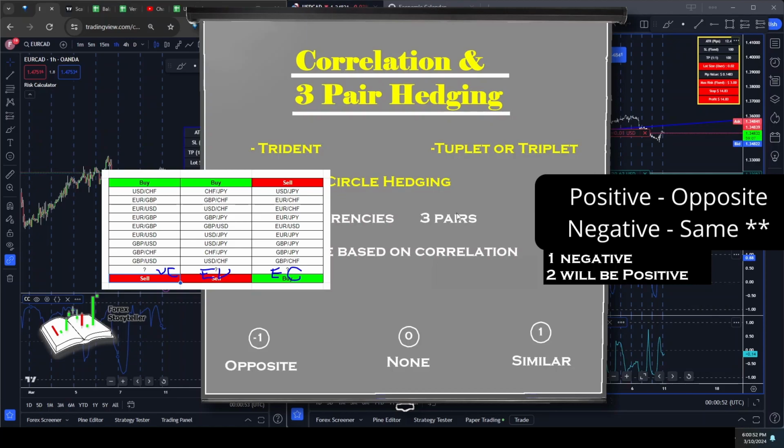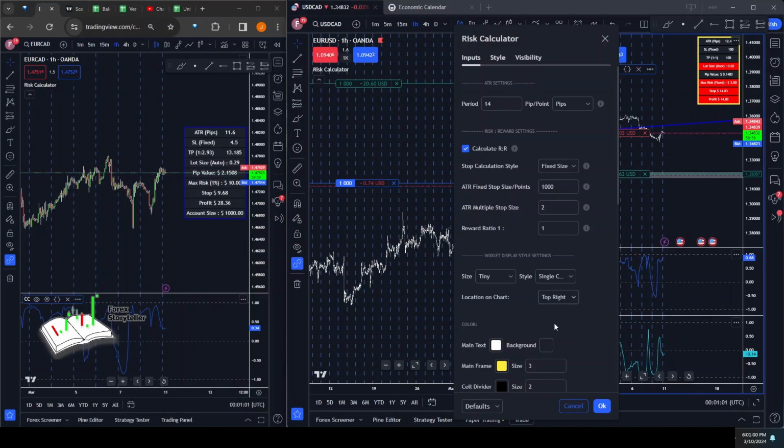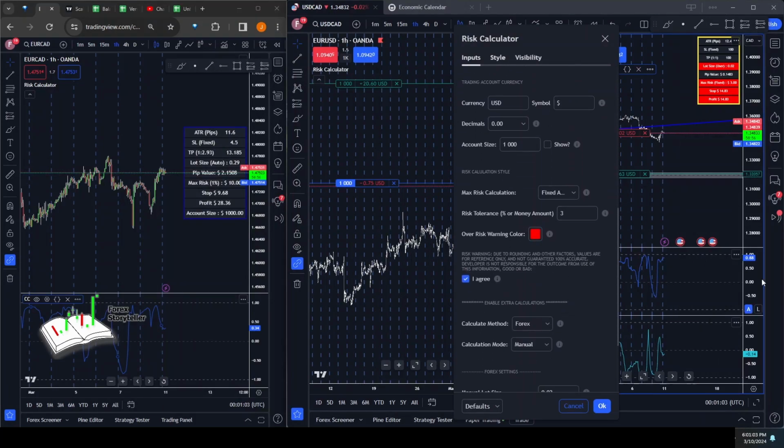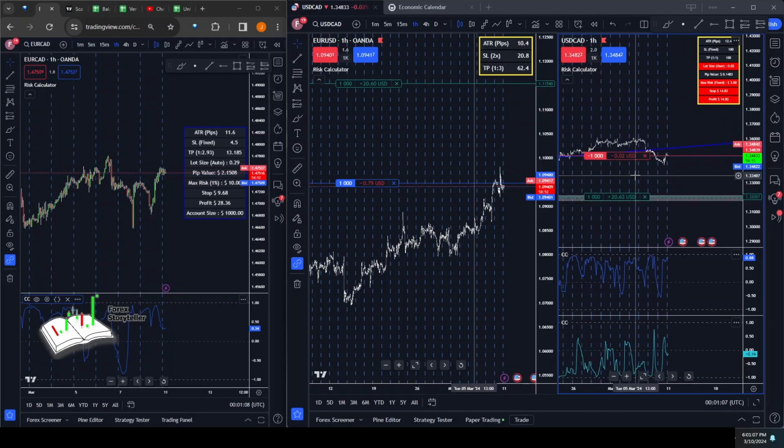But working with different pairs in Forex, you just simply need to load up the risk calculator and work out your different sizes to figure out your values. Check out the previous video to get a little bit more detail about that.